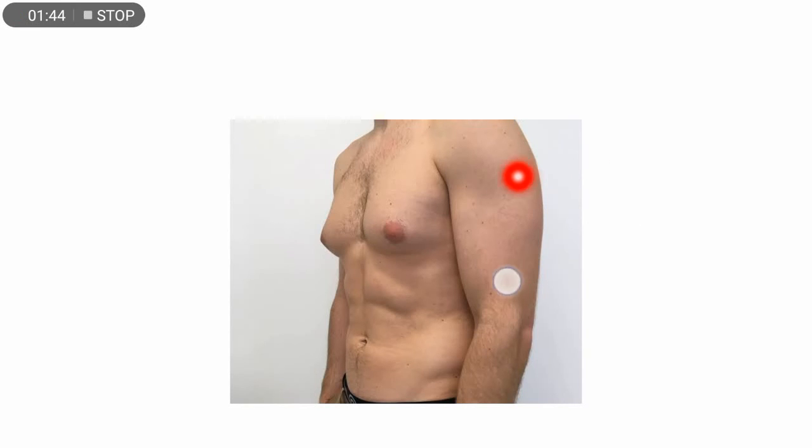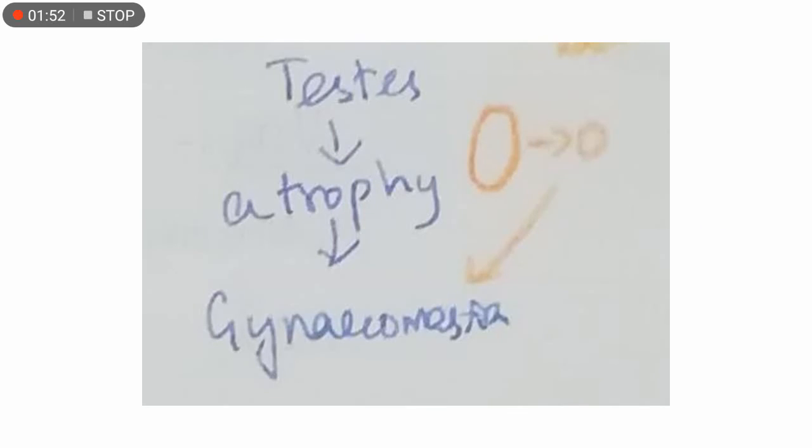So this is because the testicles are involved. It will cause reduction in the testosterone level leading to gynecomastia, because of testis atrophy.